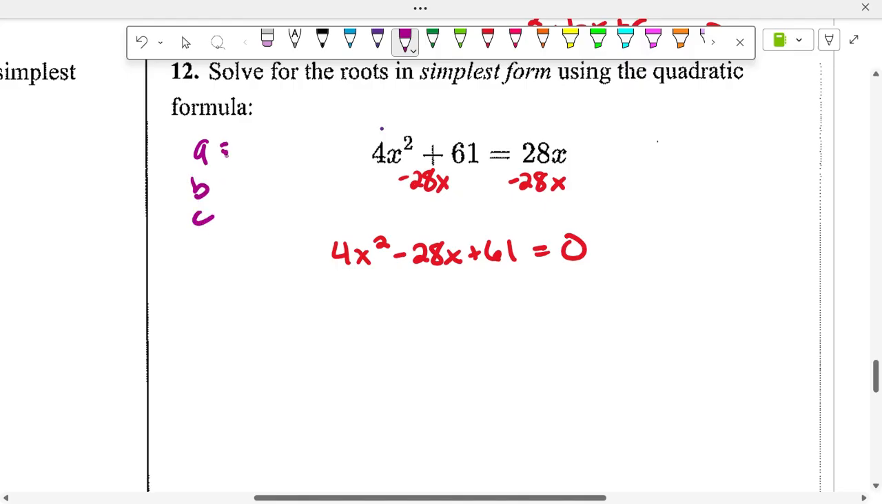So A, B, and C. What's my A? 4. B, negative 28. C, 61.